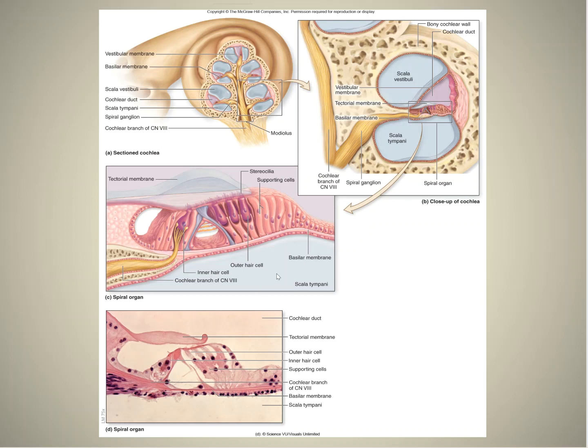What's going to happen is movement in the endolymph is going to cause movement in the basilar membrane, and these hair cells are going to move with respect to the stereocilia that are stuck in the tectorial membrane, and this is going to distort the membrane and cause a receptor potential to be generated. So these hair cells, the auditory receptors, are really mechanoreceptors.